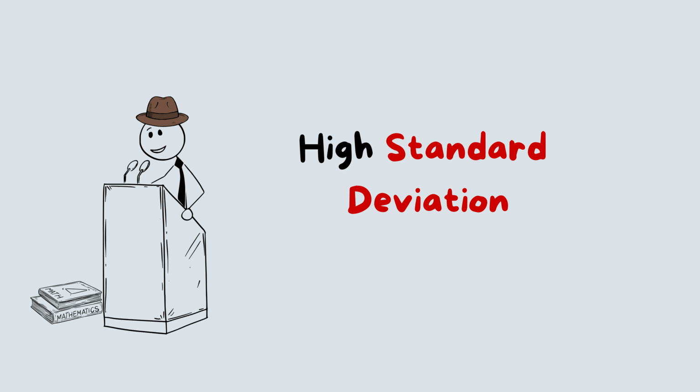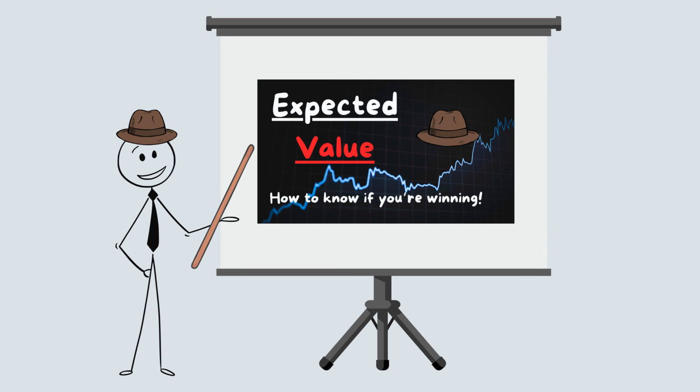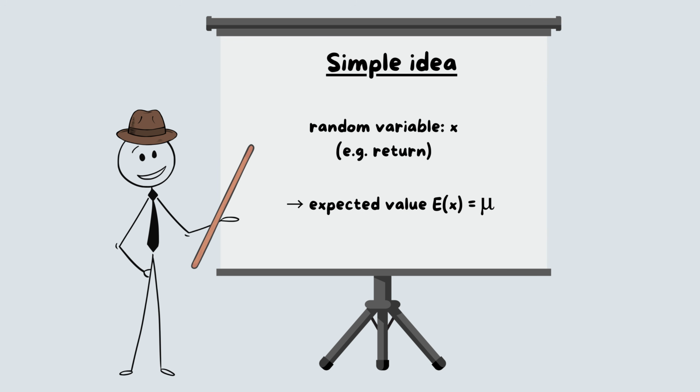In this video, we build that idea from scratch, and once you see it, you will never again trust same average return as a risk comparison. Now let us start with the simplest idea. We have a random variable. Call it x. In finance, x could be, for example, a daily return. In the last video, we learned one summary number, the expected value. We write it as E of x. For simplicity, we will call it mu in this video.